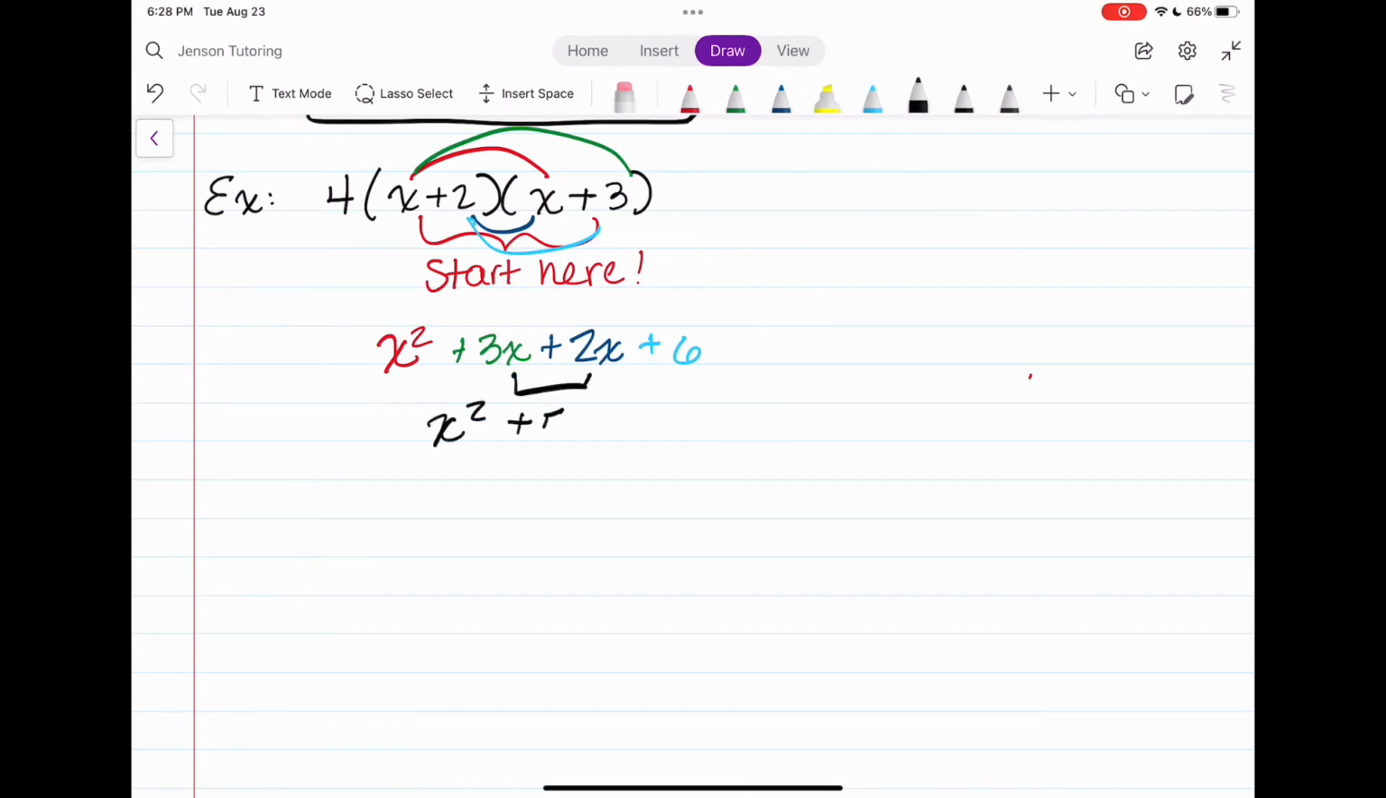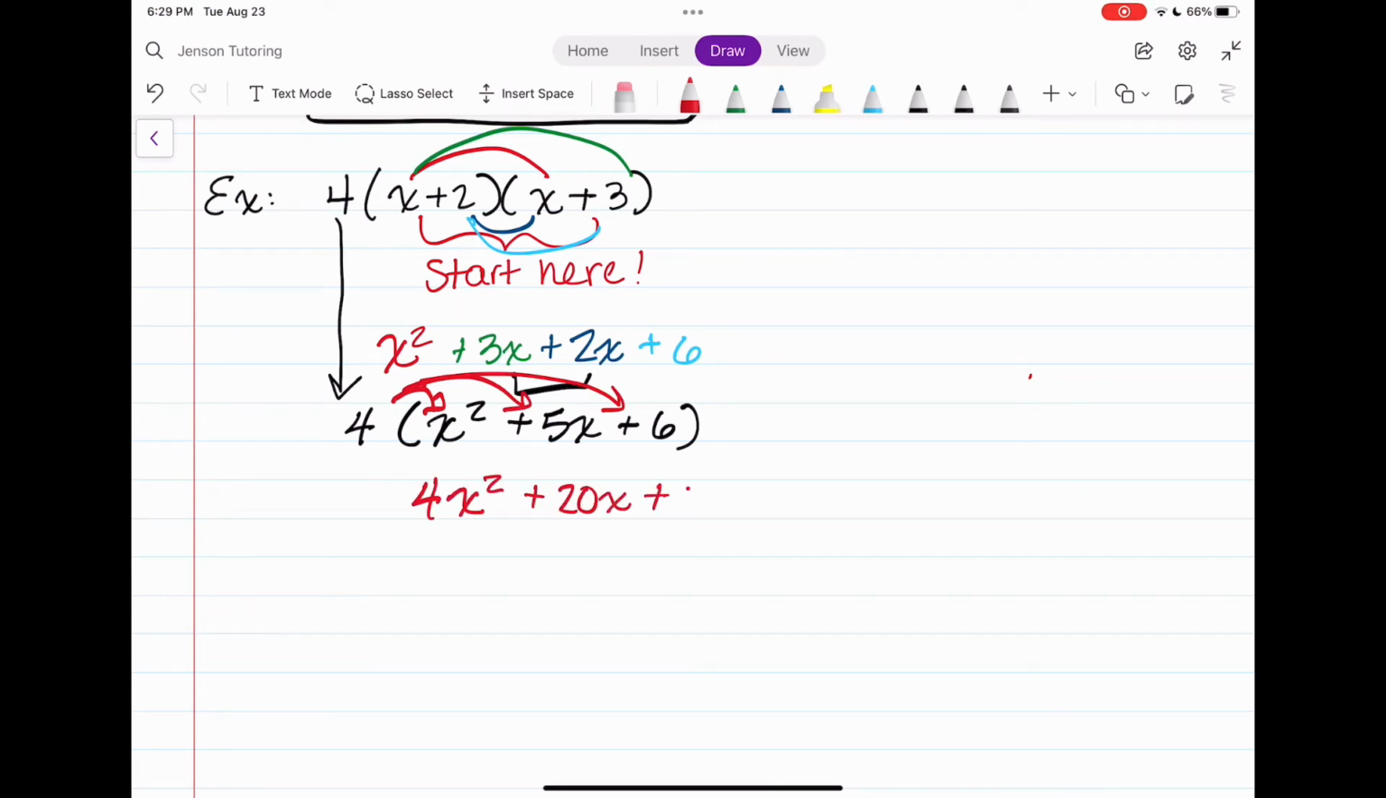So now we get x squared plus 5x plus 6. And now don't forget that 4. We need to distribute that 4 to all three terms. So we get 4x squared plus 20x plus 24.